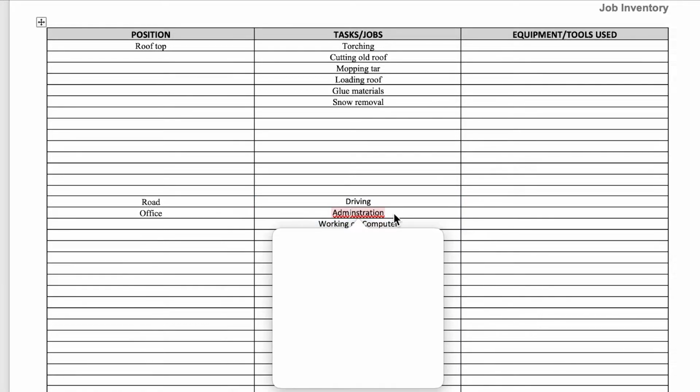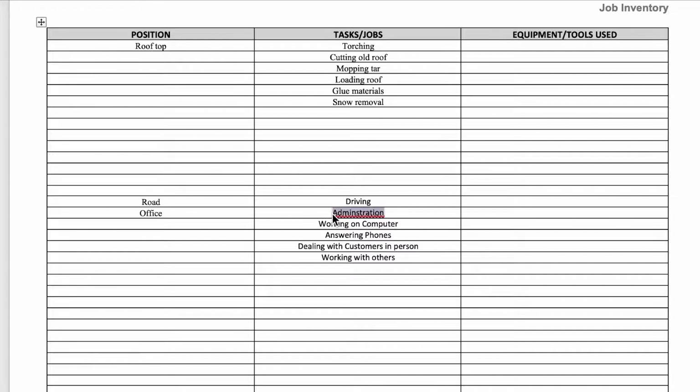are doing. So administration is still fairly broad. That is why I broke it down to working on computers, answering phones, dealing with customers in person, working with others. So each of these can have its own hazards and risks associated within those job duties. So again, you want to be as specific as possible.